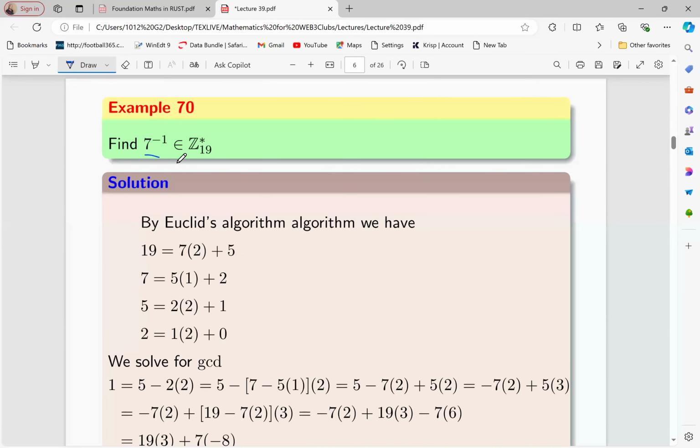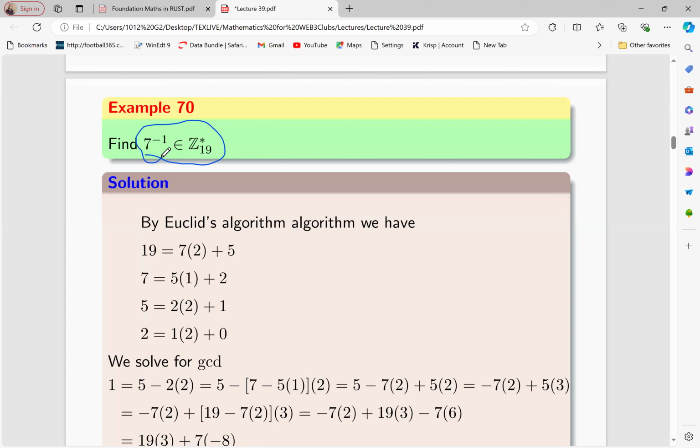What about the inverse of 7 in this group? And again, this is a group. We know what this group means. What are the elements of this group? 1, 2, 3, all those integers up to 18, all of them. Is that okay? Because they are all relatively prime to 19. Is it a multiplicative group or an additive group? This is a multiplicative group, because it has the identity 1. It cannot be considered as an additive group because it has no additive identity, 0. Is that okay?